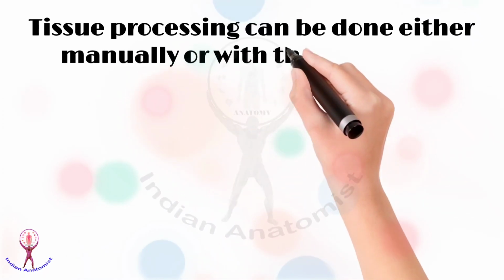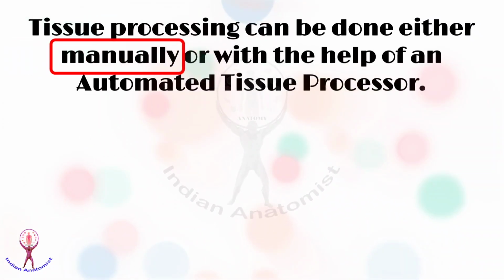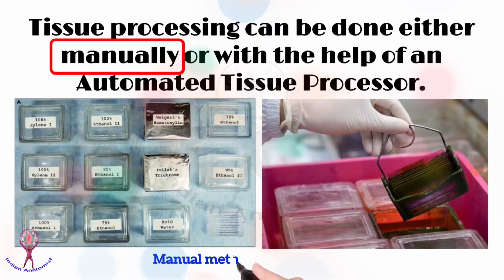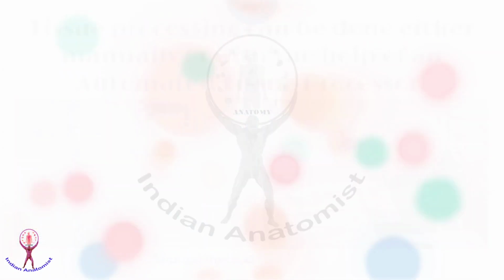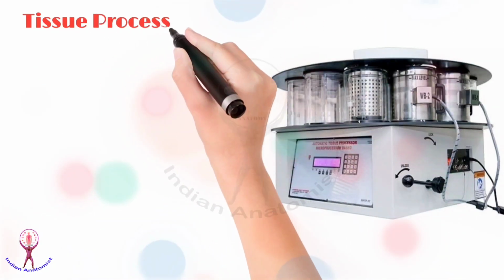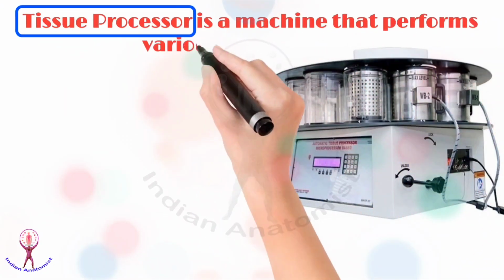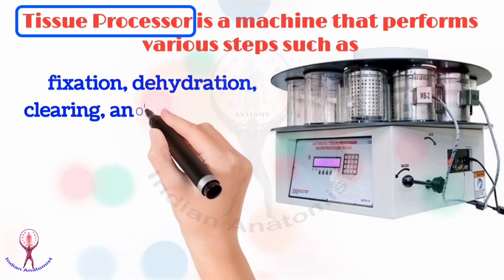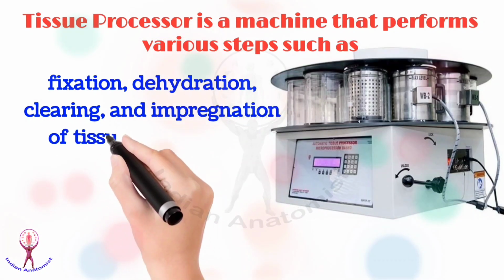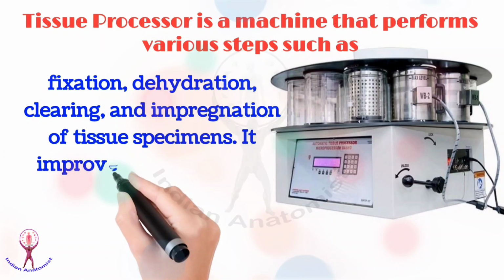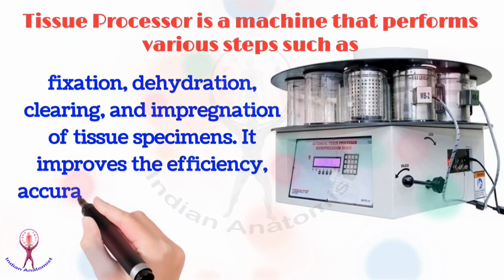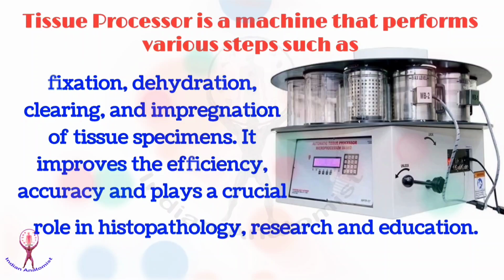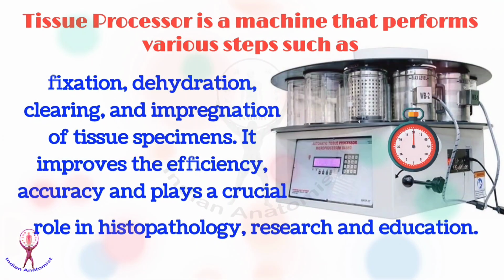In the histology lab, the tissue processing can be done either manually or with the help of an automated tissue processor. Please see the illustrations showing the manual methods of tissue processing. On the other hand, the automated tissue processor is a machine that automatically performs various steps such as fixation, dehydration, clearing, and impregnation of tissue specimens. It improves efficiency, accuracy, and plays a crucial role in histopathology, research, and education. Only thing is that the lab technician or pathologist must load all the chemicals needed and the timer should be set.